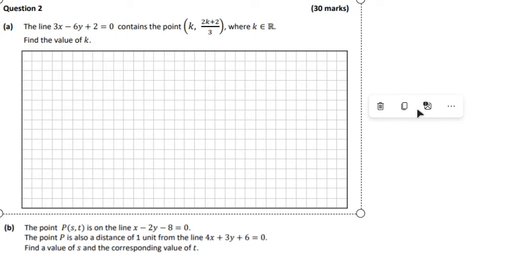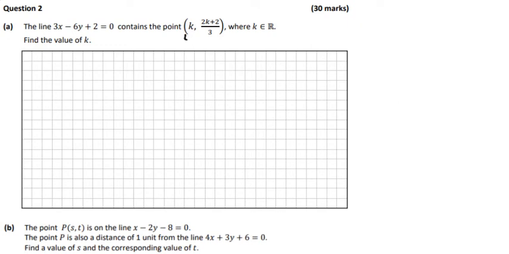Hiya folks, so this is question 2. It's on the line 3x minus 6y plus 2 equals 0, so it contains this point k and (2k plus 2) over 3. k is an element of the reals, find the value of k.